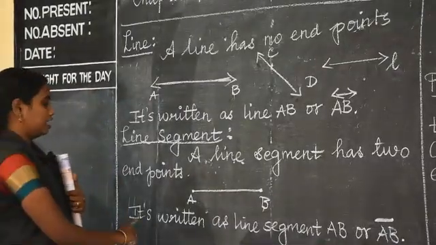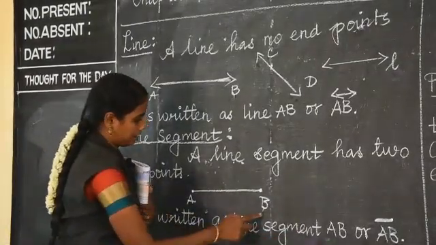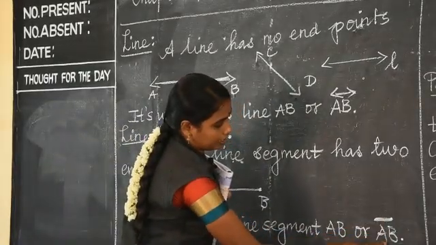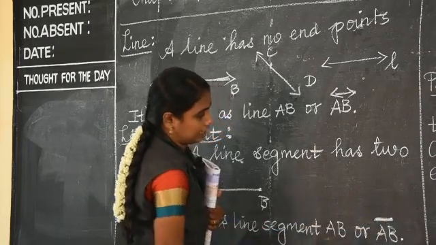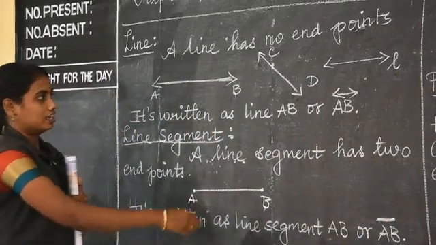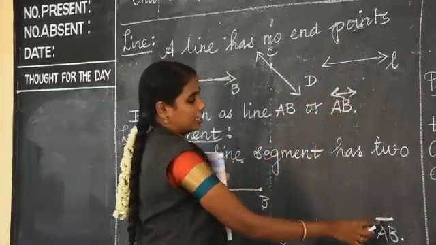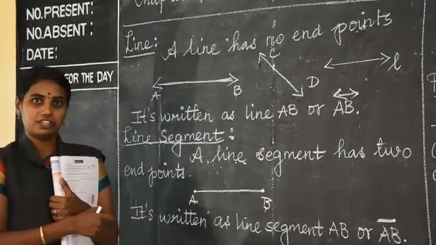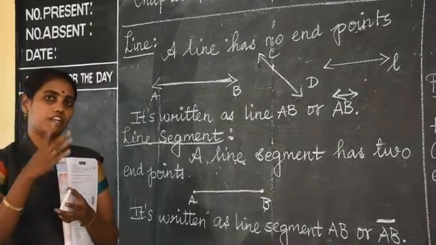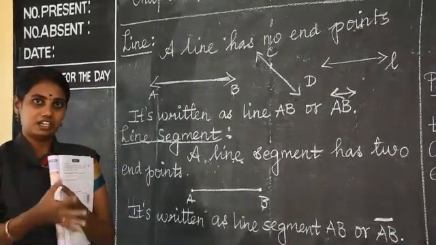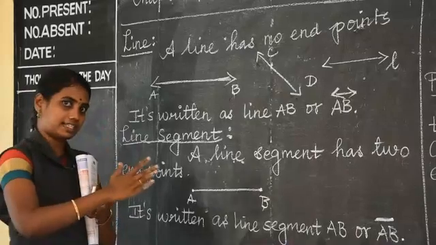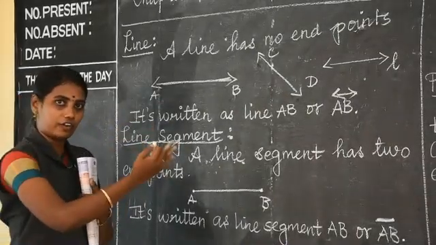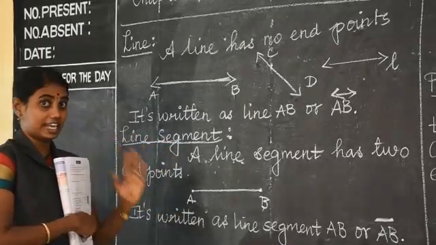Now it's written as line segment AB, or AB with a line drawn just above it. Clear? Here with the arrow mark, here without the arrow mark. Why no arrow marks? Because it has endpoints. For example, drawing 4 centimeter, 5 centimeter, it has an end. Yes or no? 4 has an end, 5 has an end. From 0 you will measure 0 to 4, 0 to 5, 0 to 6. That is a line segment.